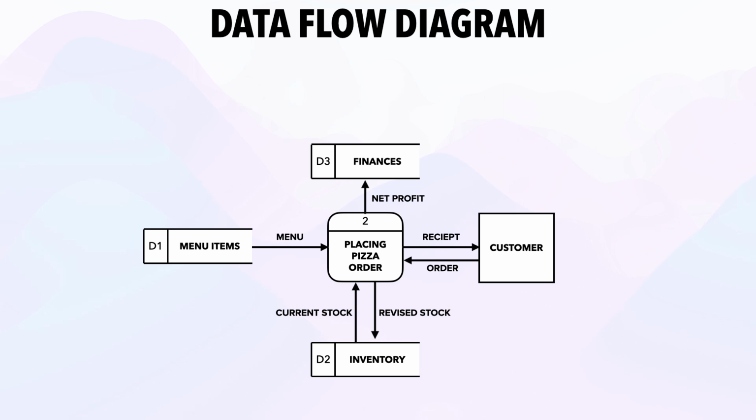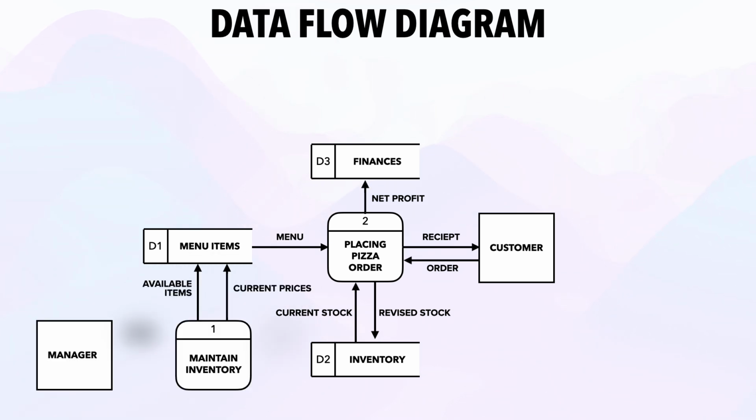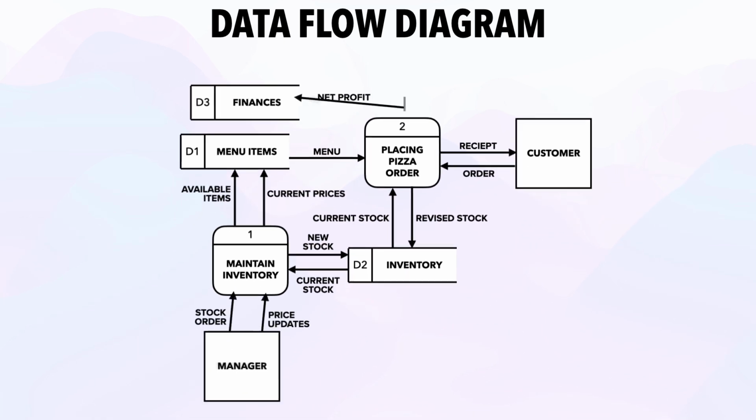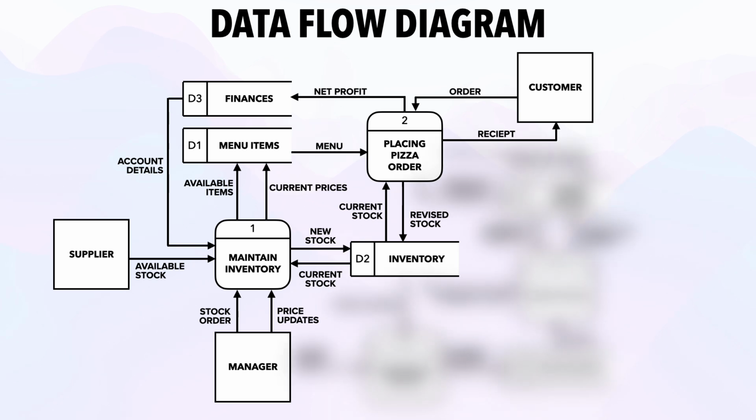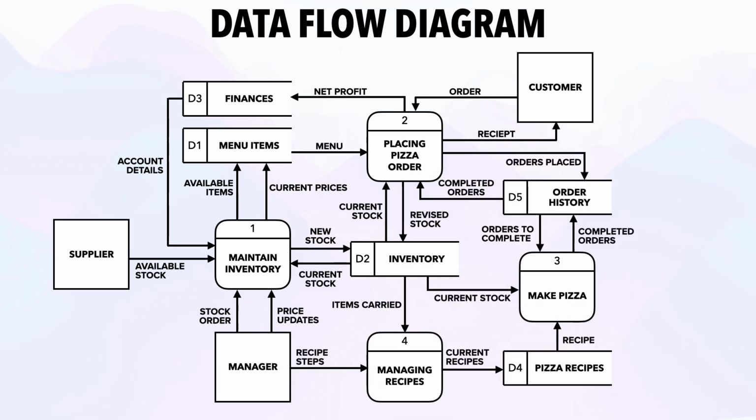Again, placing pizza order as a process is one of multiple processes that is a part of a pizza ordering system. And so I'm quickly filling in the rest of this diagram. And don't worry, in our future videos we'll take a look at how to actually create a data flow diagram. But I wanted to fill this in just so you could get a sense as to what a more complete version of a data flow diagram looks like within the context of multiple high-level business processes. That is, placing pizza order, maintaining inventory, managing recipes, and making pizza.